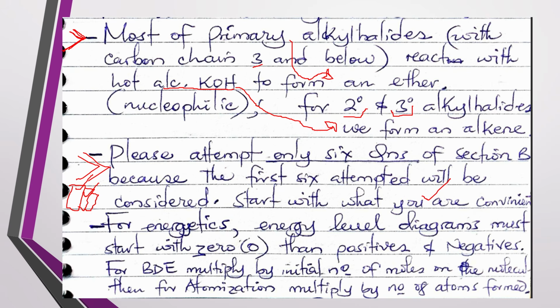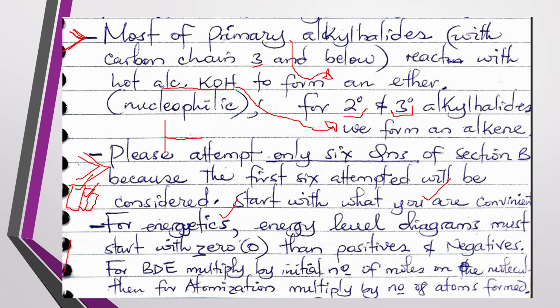So for energetics or for thermochemistry, energy level diagrams must start with 0. I overemphasize this. When you're drawing energy level diagrams, remember I told you in thermochemistry, energy level diagrams are very different from Born-Haber cycles.